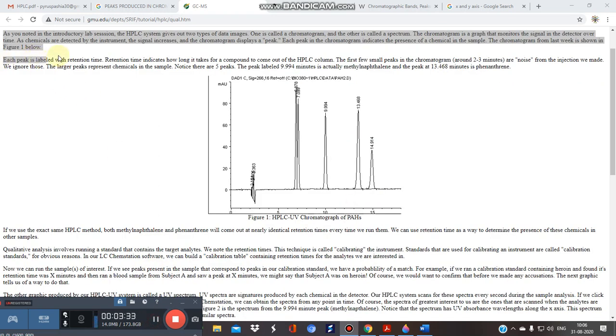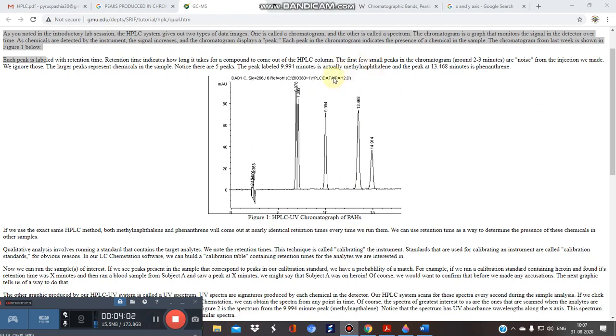And each peak is always labeled with a retention time, and we know what retention time is. I hope you all know about the retention time. Retaining time of what? Retaining time of the molecules that are present in a particular mixture, how much they will be retained in a particular column. The retention time indicates how long it will take a compound to come out of the HPLC column. This is the retention time.